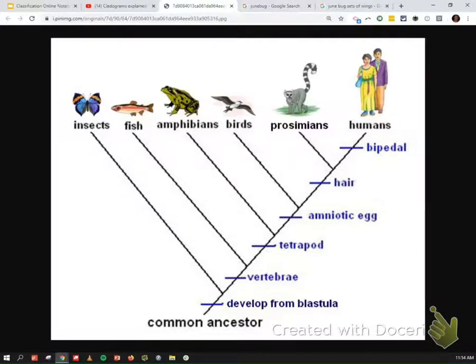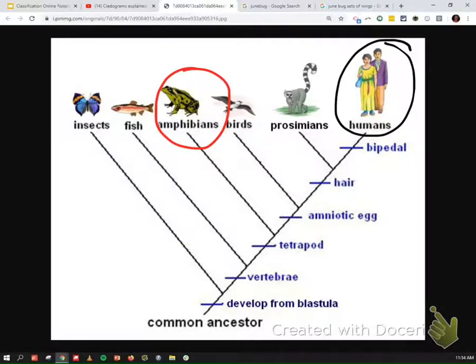Okay? So that's how you find out where these organisms go, and that's how you should be able to read this. But let's look at humans and amphibians. If I were to trace back where humans go, they're all right here, right? That's the line, going back to this common ancestor. And for amphibians, am I going to go up this way? No. Come down here and go down. So, what similarities do we have, humans and amphibians? Tetrapod. Have vertebrae and develop from blastula. Again, you don't need to know what those are right now or for this unit, but you just need to know how to read this.